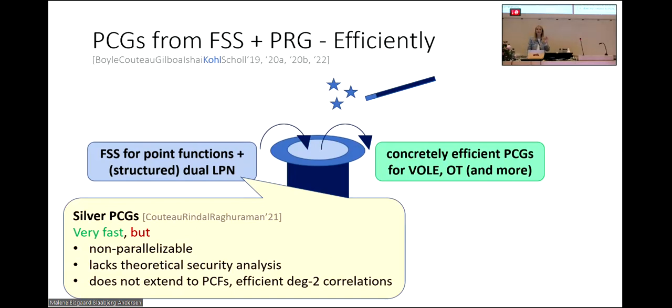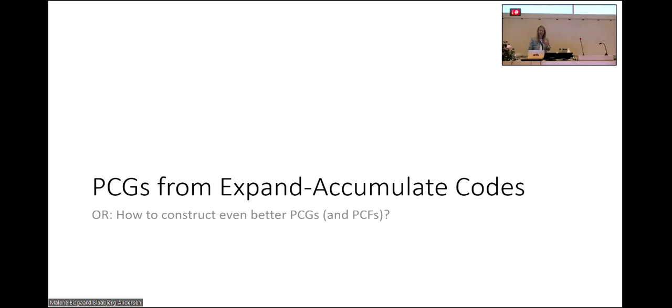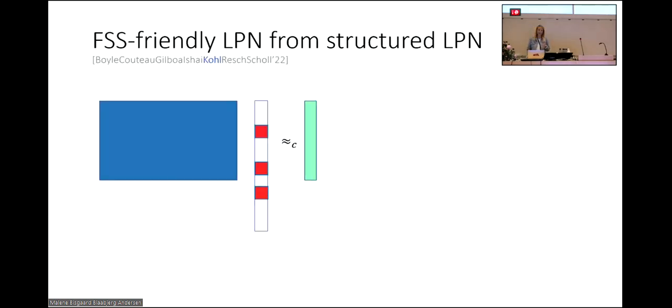But very, very cool and very, very fast. I just don't want to bash that here, to be clear. And yeah, so now for the rest of the talk, I want to talk about PCGs from expand-accumulate codes, which is a new kind of code we introduced, and how to construct, in some sense, even better PCGs and PCFs.